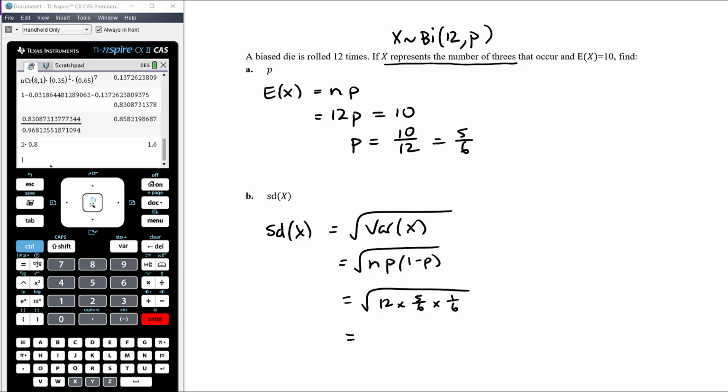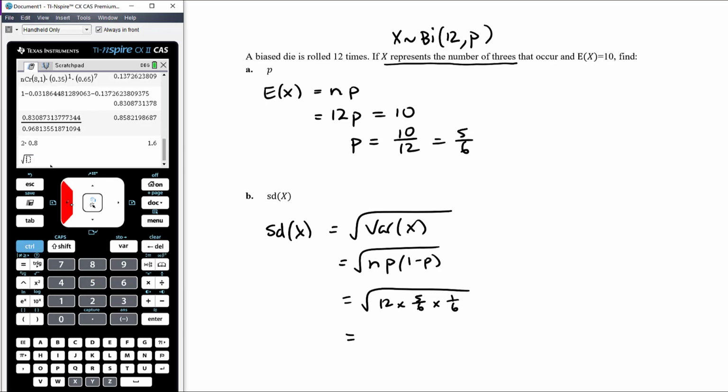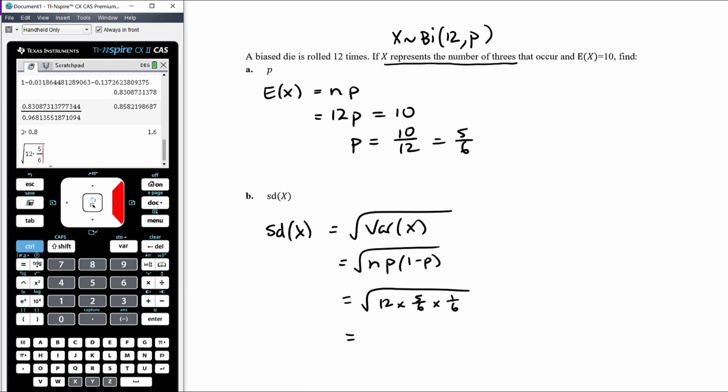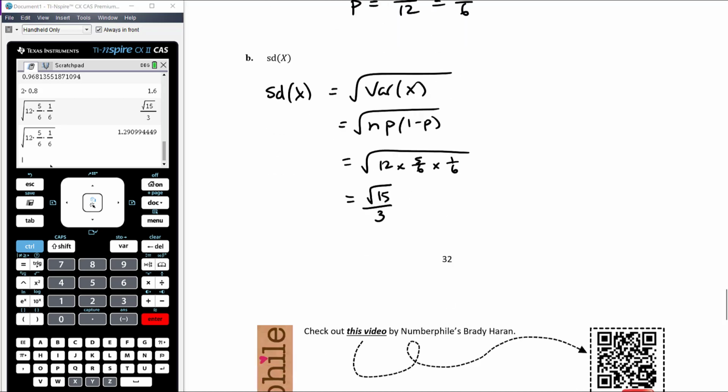So we're going to have the square root of 12 times 5/6 times 1/6. And it doesn't tell us to give a rounded value, so we'll leave it as root 15 on 3. If it asked for that to 2 decimal places, that would be 1.29. But it doesn't specify that in the question, and so therefore we're going to leave our answer exactly.